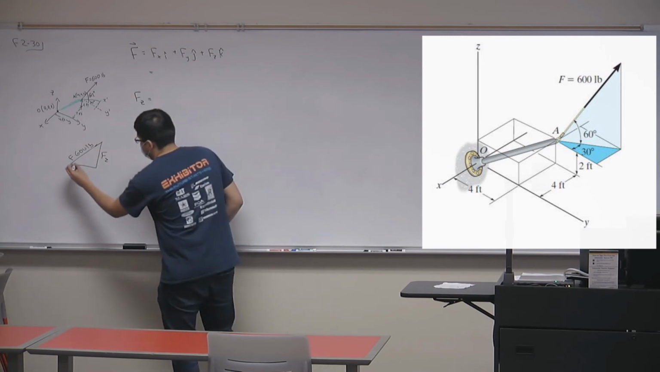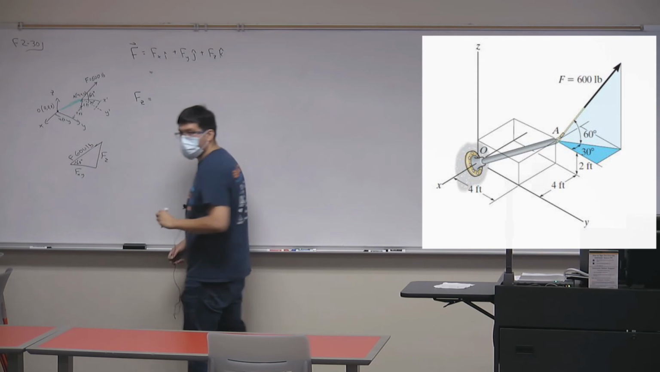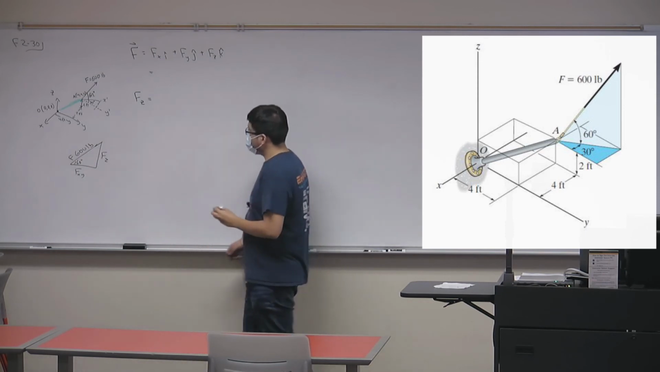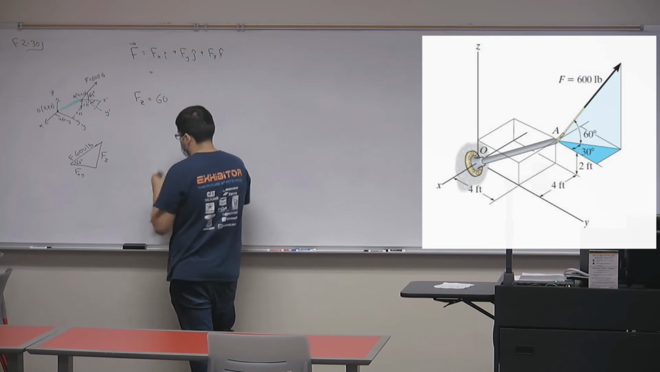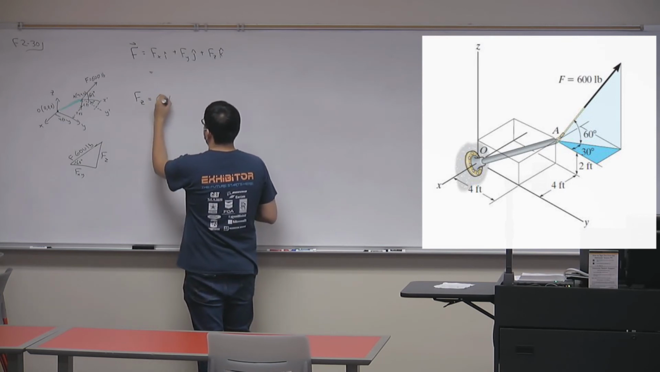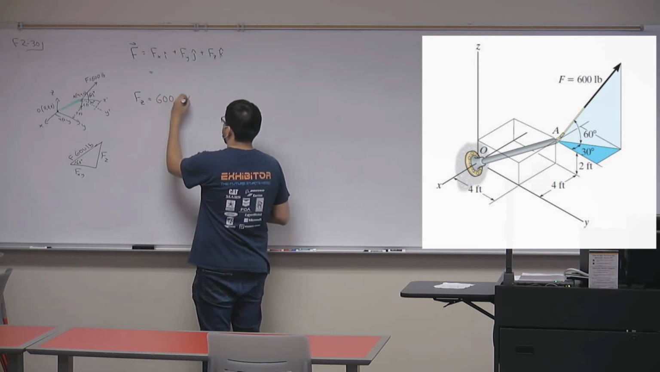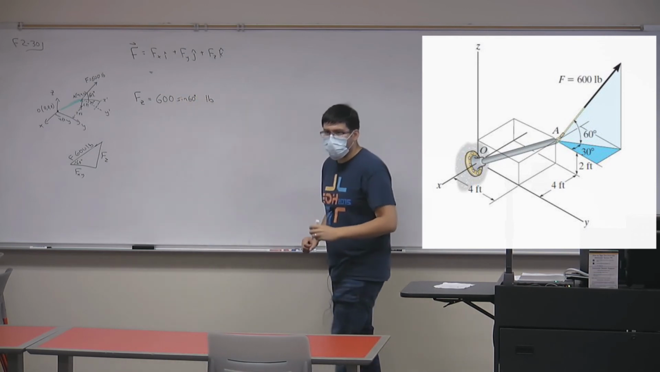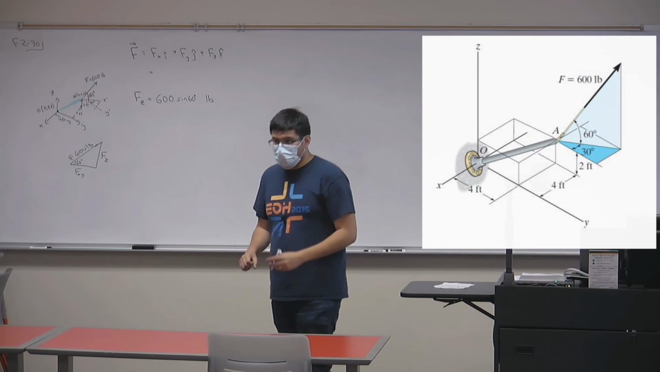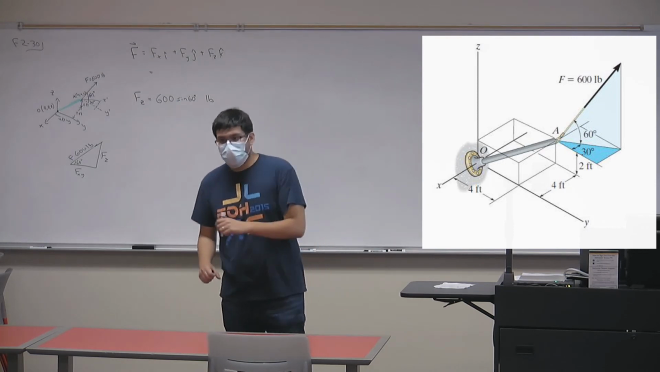And this angle, like you said, is 60. Oh, okay. So it's 600 sine 60. Correct. That is correct. FZ is 600 times sine of 60. Don't forget the units. Pounds. Can you give me that number? While you do it, can you give me that number?